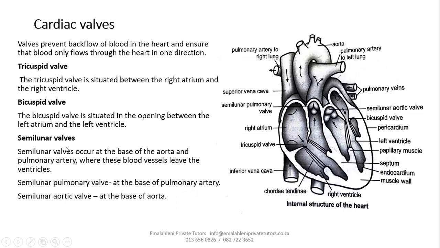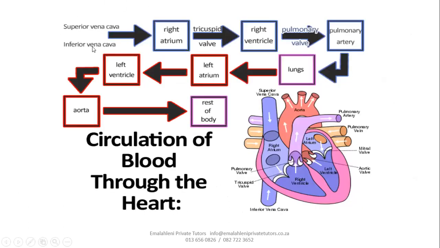Then we've got the semilunar valves. Where are they? They are at the base of the pulmonary artery, and also the aorta. The biggest vessel here is the aorta, which pumps oxygenated blood to all parts of the body. The aorta has to pump blood with more pressure to all parts of the body. Now, here is the direction of the blood.